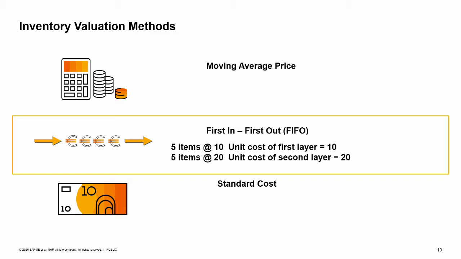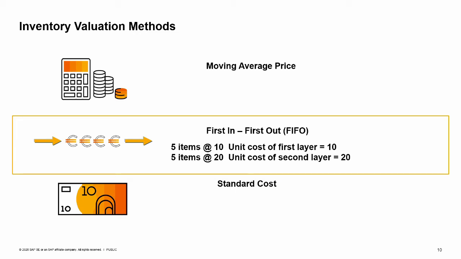The first items received into stock are the first items to be issued. This is a useful method if you have inventory items with expiration dates. You want to sell the items before the expiration date, so you always sell the oldest items first. How does this valuation method work?